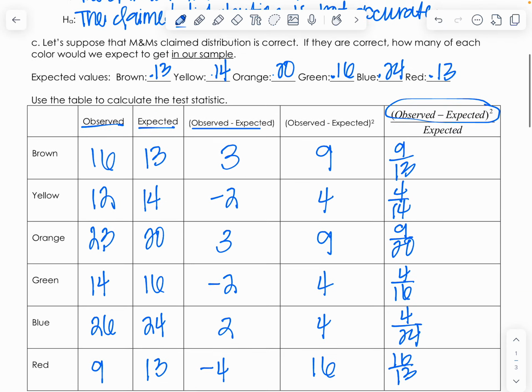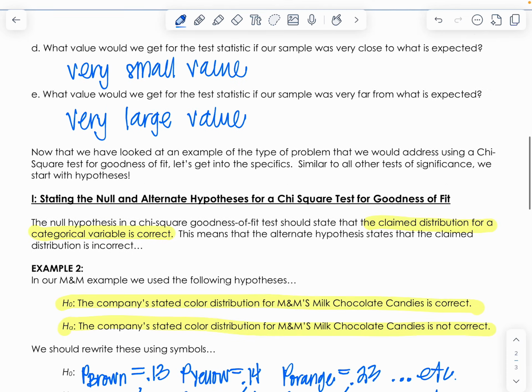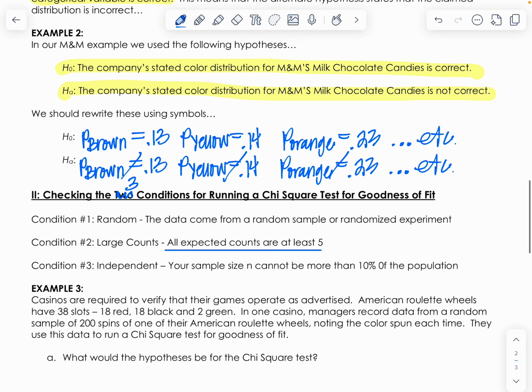So if we come up here, our expected counts were all these numbers in the expected column. Notice all of those were bigger than 5, right? So we want to know every category will be represented by at least 5 units of whatever we're looking at. That's the large counts condition. And then the last one is independent. Your sample size n cannot be more than 10% of the population. Like our sample size of 100 M&Ms is absolutely less than 10% of the population of all M&Ms.